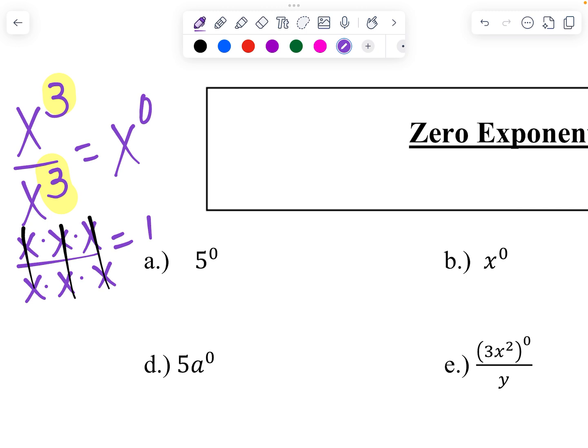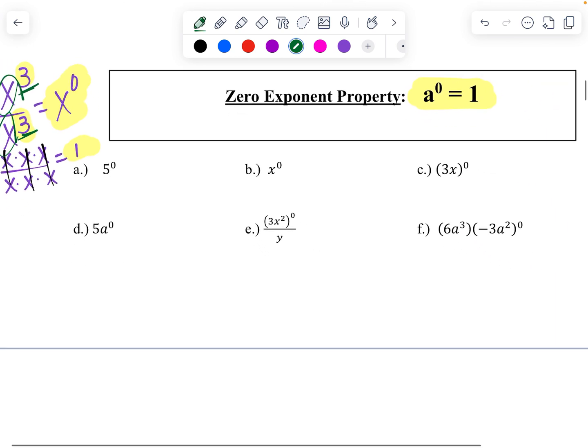So because these are saying the same thing, this proves that anything to the 0 power will equal 1. So basically what's happening is, for something to be to the 0 power, the bases have to be the same and the exponents are both going to be the same. So anything to the 0 power is 1.